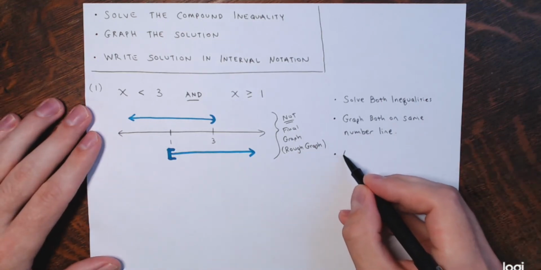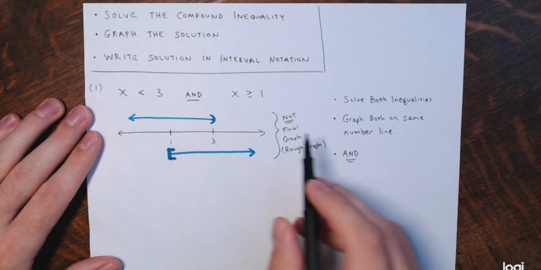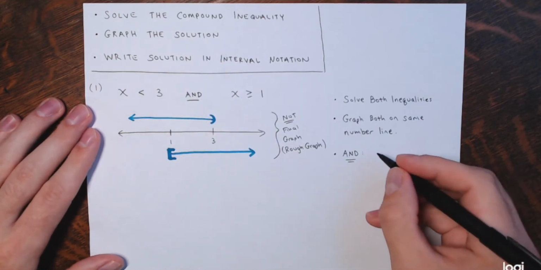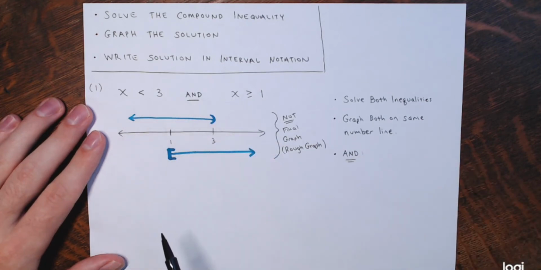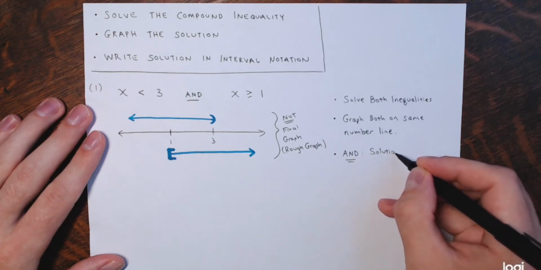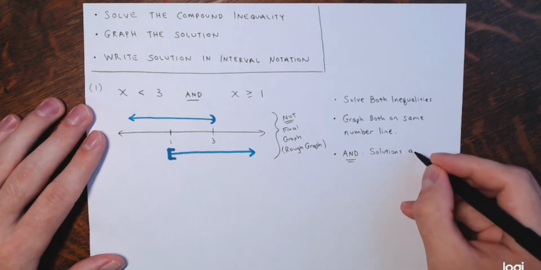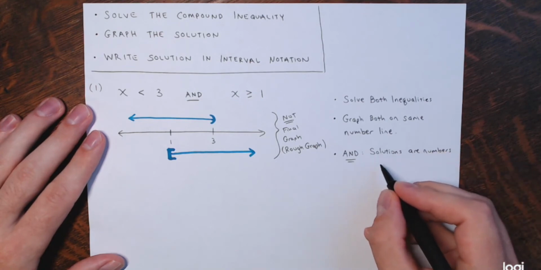Now for the word and. When the word and is the connecting word in a compound inequality, we're looking for numbers that satisfy both inequalities at the same time. So the numbers that will be on our final graph are numbers that satisfy both inequalities at the same time.